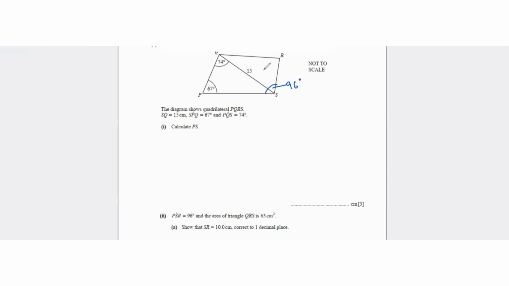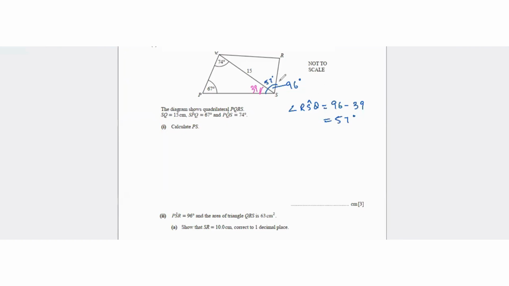We already found the third angle over here, which was 39. So, let me use a different color again, if this part is 39, that means this part, angle RSQ, would be 96 minus 39. So 96 minus 39 equals 57. So this part is 57.